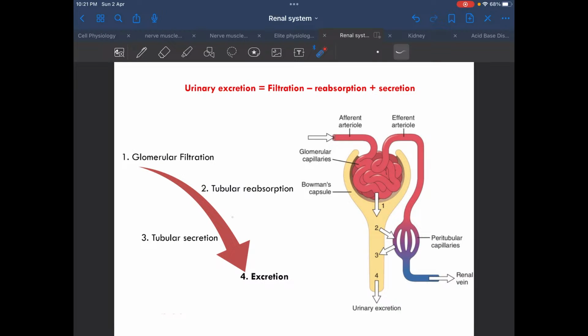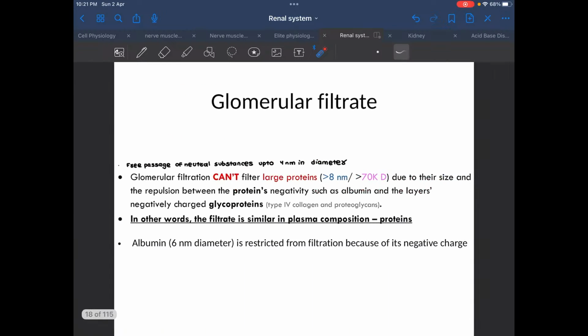Right. So we discussed the major functions. We have glomerular filtration, and then tubular reabsorption. We sometimes even have tubular secretion, and then ultimately urinary excretion in the form of urine. So let's talk about the glomerular filtrate now.